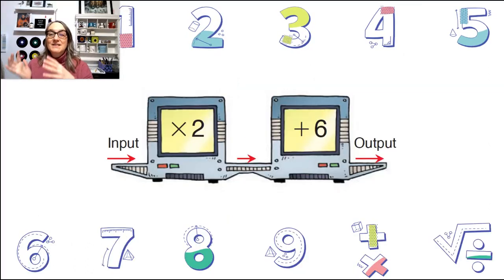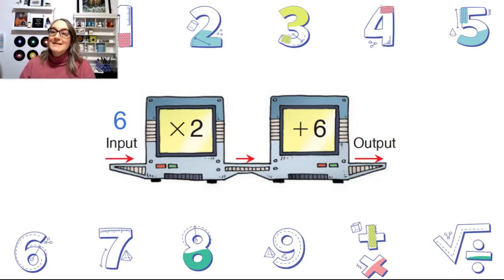Some function machines do 2 steps. So they have a first step, you get a little answer for the in-between, and then you do something else to it. So this particular function machine right here, it doubles each input, and then it adds 6. If our input is 6, we double 6, 6 times 2, and our middle value or intermediate value is 12. And then the next step is add 6. So our output will be 18.